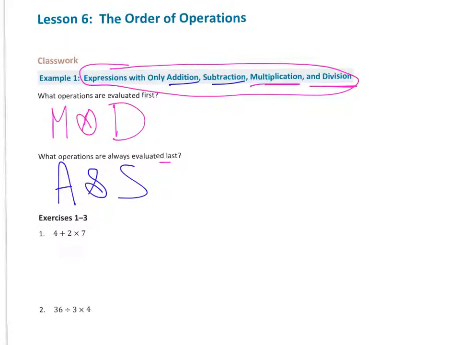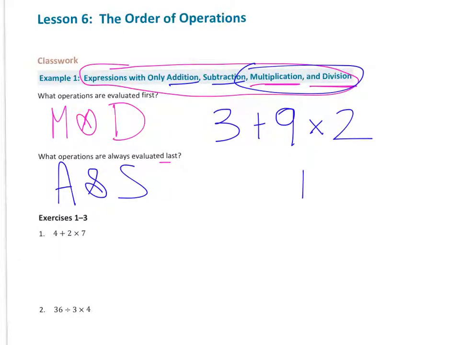So that means that if you have a math problem that looks like this, let's say 3 plus 9 times 2, you might be thinking, oh, 3 plus 9 is 12 and times 2 is 24. That would be wrong. Completely wrong. No. Because we know we do multiplication and division first. So we're going to do 9 times 2 first, which is 18, which basically makes our math problem 3 plus 18. 3 plus 18 equals 21. So multiplication or division first.